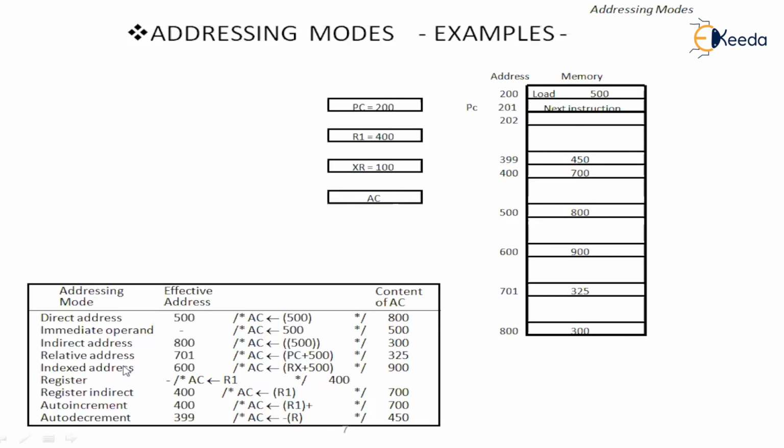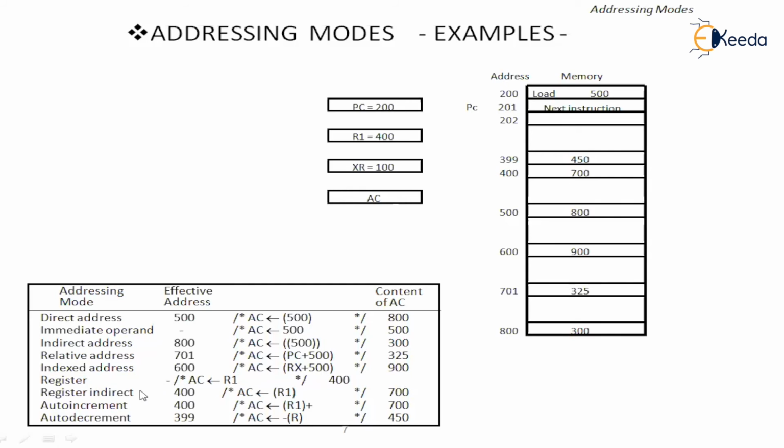Indexed addressing mode. This is an index register, XR, I call it. What is the content of the index register? 100. What is the effective address in the index register addressing mode? The address part of the instruction plus the contents of the index register. 500 plus 100 is equal to 600. In 600, the content is 900. 900 will be transferred to the accumulator.